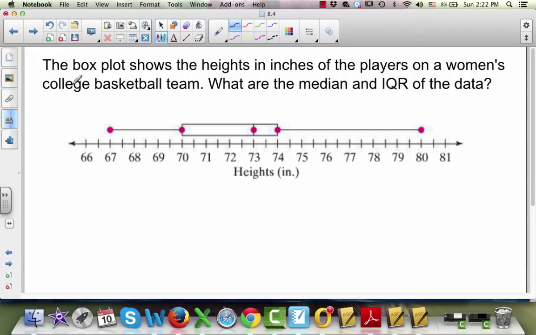Okay, this box and whisker plot shows the heights in inches of the players on a women's college basketball team. What are the median and the interquartile range of the data? Well, as we look here, remember the median is the number that's inside the box here. So the median is 73.